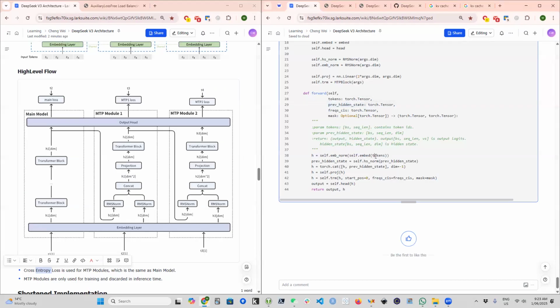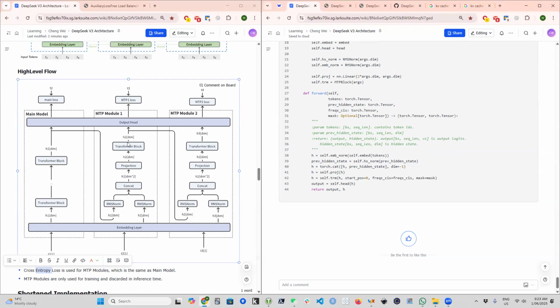So T2, we are doing embedding and embedding norm, right? Yep. Then T1, hidden state coming in, we are doing hidden state norm here. Then we concat the two things together. Then we do projection so that the dimension is the same, right?